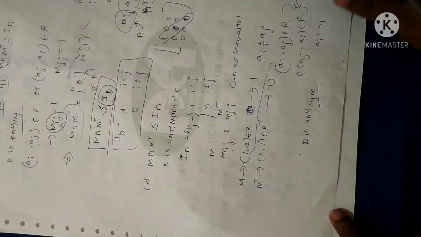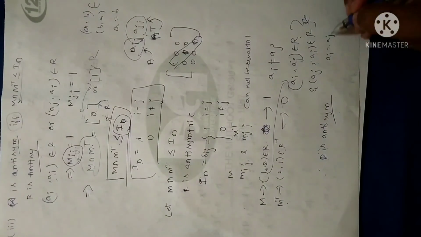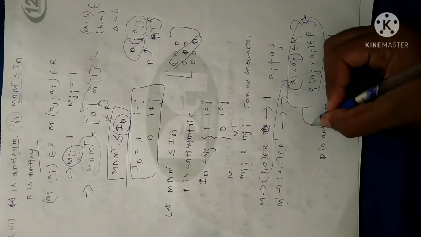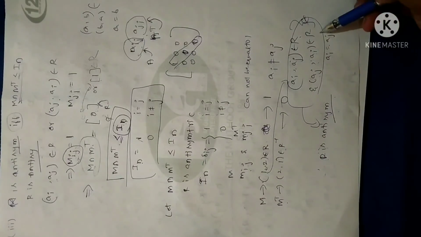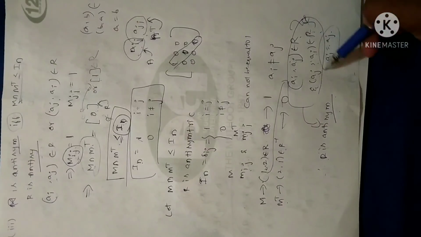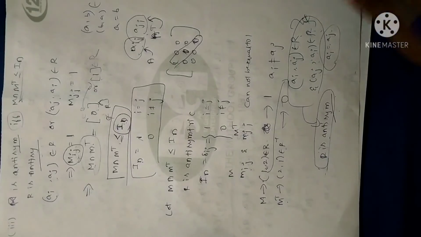See, one of the special properties of antisymmetric is, if this pair exists, then we can talk about Ai is equal to Aj. If this pair does not exist, then directly we can say it is antisymmetric. See here, (1, 2) belongs to R, but (2, 1) does not exist in the same relation R. So we cannot further talk about Ai is equal to Aj. So as per the property of antisymmetric, we can say R is antisymmetric.